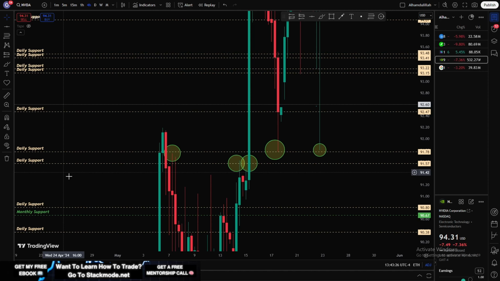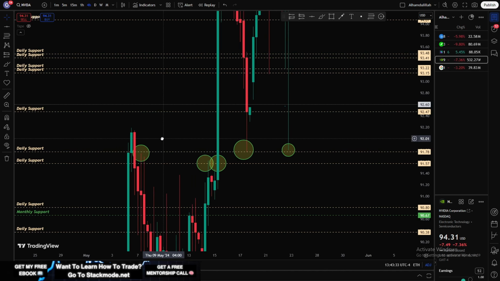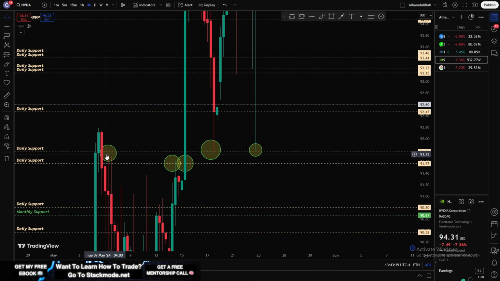Welcome, welcome. All right, NVIDIA is the pair. So understand that resistance turns into support. Support turns into resistance. So resistance turns into support, support turns into resistance. I have to really drill this in you guys' heads. Trading is not as hard as you think it is. It works in a flow.